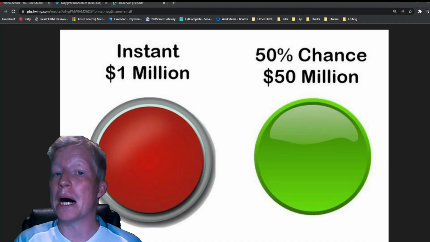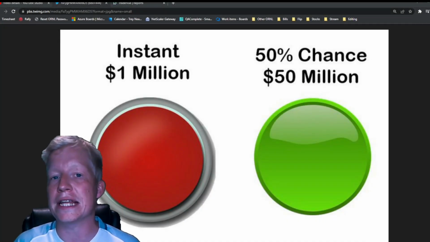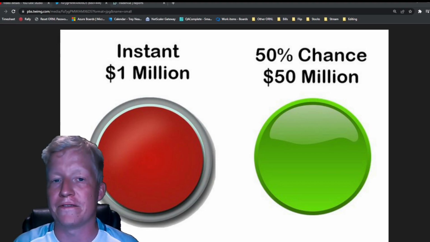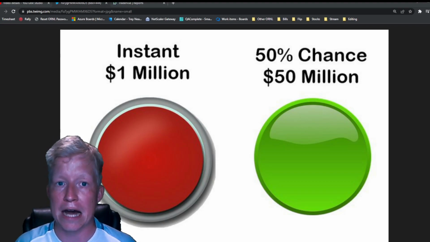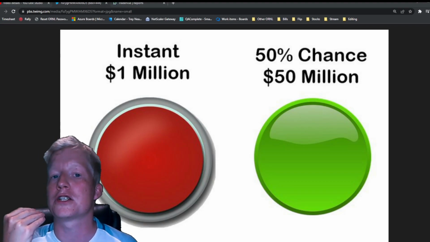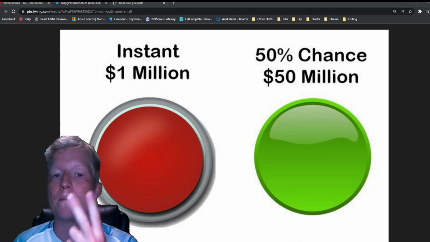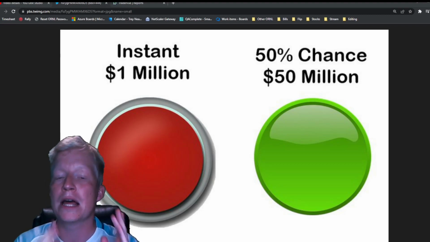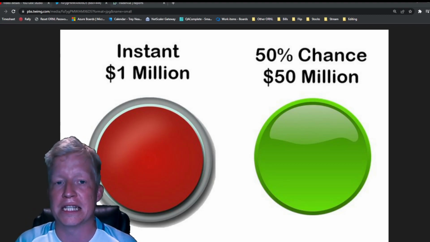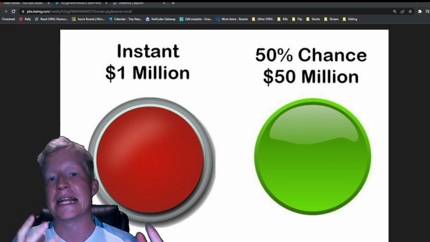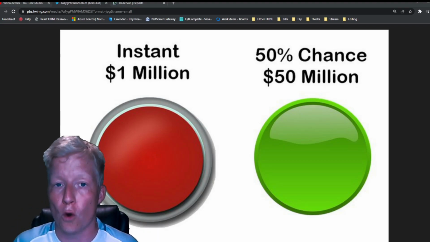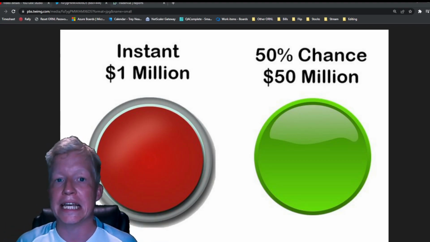So which button would you press? Would you take the free $1 million? Would you take the 50% chance at $50 million? You guys know what channel you're on, so you know we're going to relate this to stock trading. What are the two big differences in stock trading rather than how it would pertain to just this simple question? One is that in stock trading, once you formulate a strategy, you can keep trading it, right?